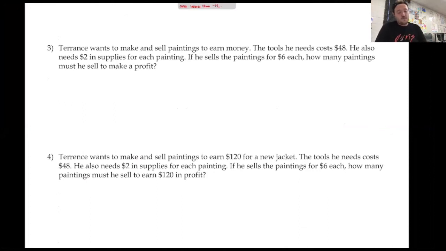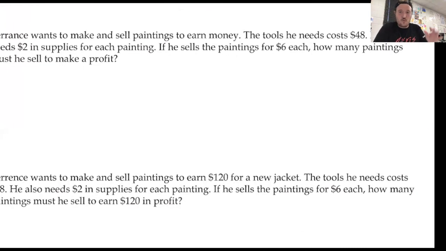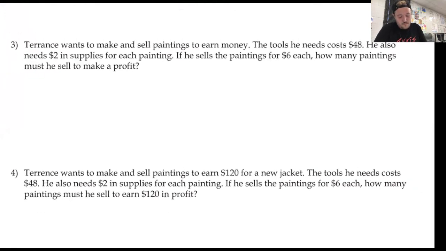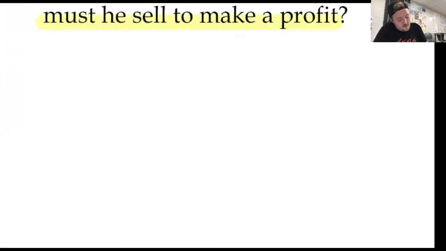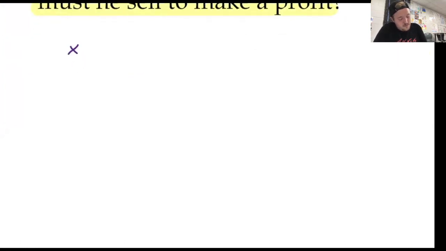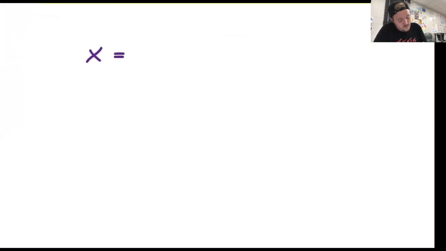Okay, so first step, you have to define the variable. So you're looking for what we call the ultimate question, which is typically at the end of the problem. So how many paintings must he sell to make a profit? Okay. So that means I'm going to make x equal to the number of paintings.